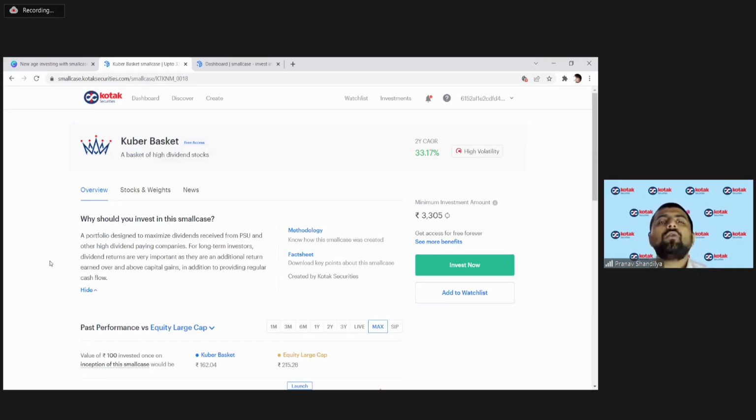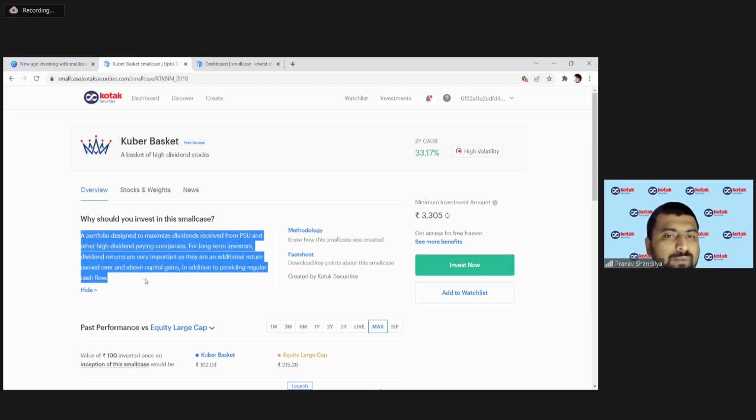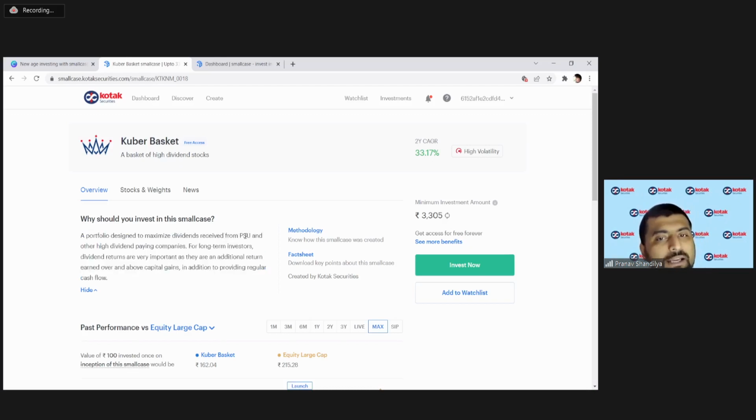For those of you who wish to understand more about a particular basket, you can come to the Overview section. In the Overview section, you will be able to see why you should think of a basket like this. Here you can see that this portfolio has been designed to maximize dividends received from PSUs and from high dividend paying companies. This is meant for long-term investors because dividend returns are an additional return apart from the price gain in this portfolio. So it provides a regular source of additional income to those who have invested in these kinds of baskets. This is what the Overview section clearly states.